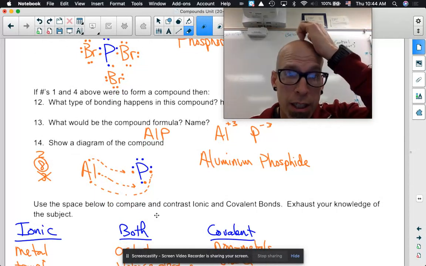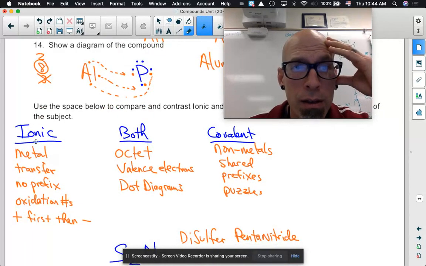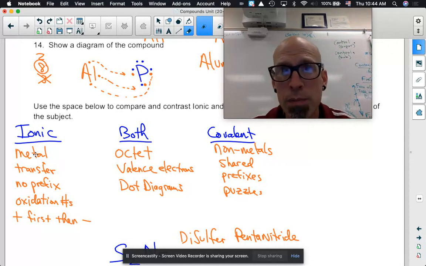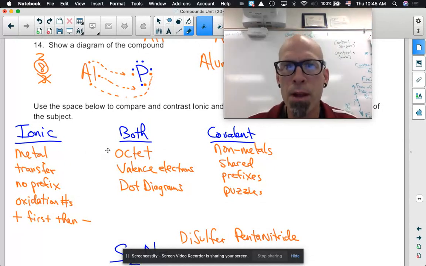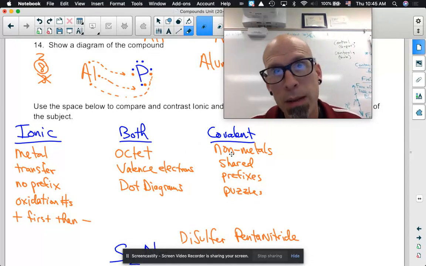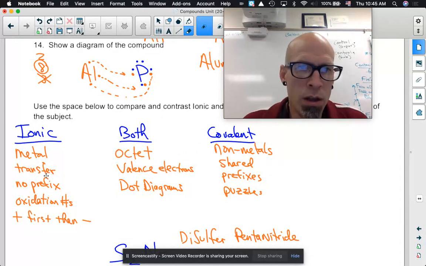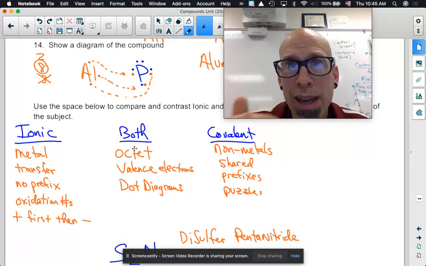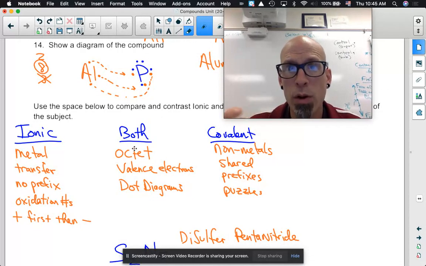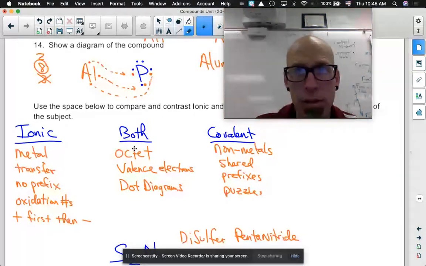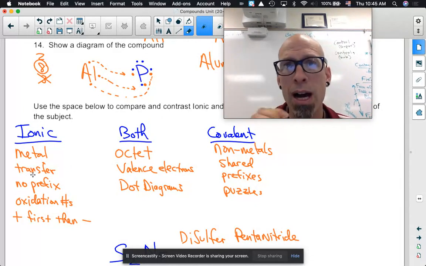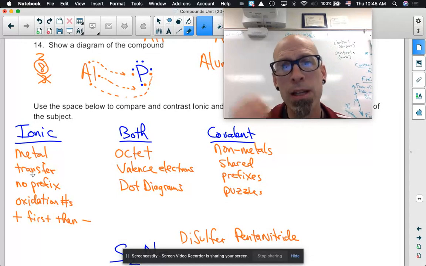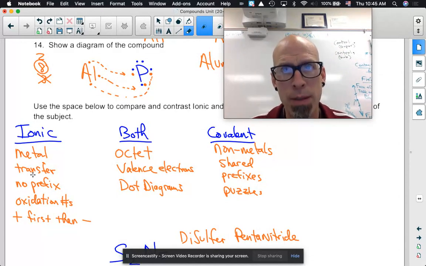Then we made a list here. We talked about ionic versus covalent versus both. And so we said that ionic is dealing with metal. There's a metal involved. There are a few exceptions that I won't talk about. Covalent, we're dealing with nonmetals, sometimes metalloids as well. Both bonds are referring to the octet. They're both atoms trying to satisfy the octet through different means, transferring and sharing. Transfer is how ionic bonds make an octet. Sharing is how covalent bonds make an octet.